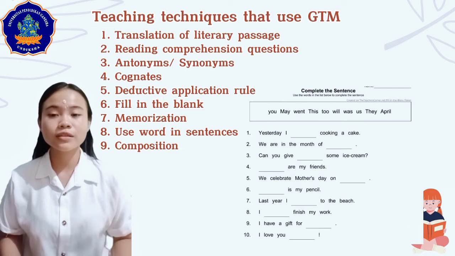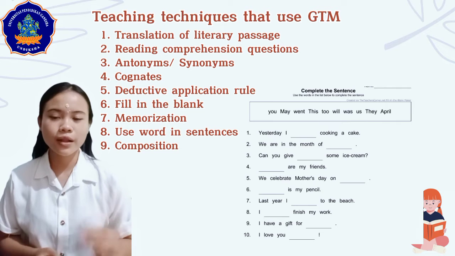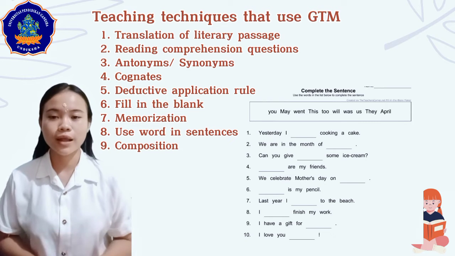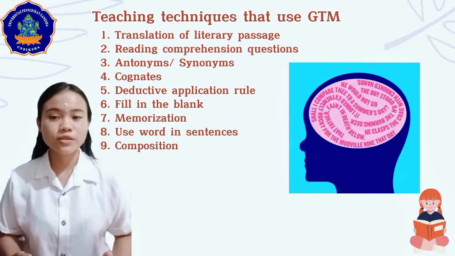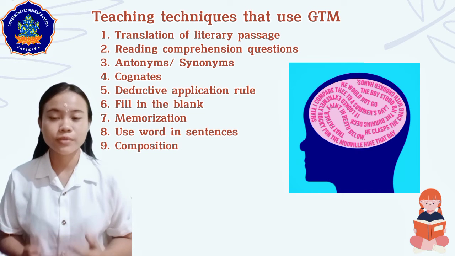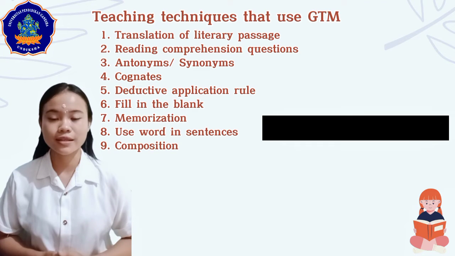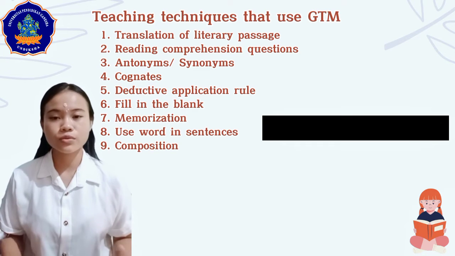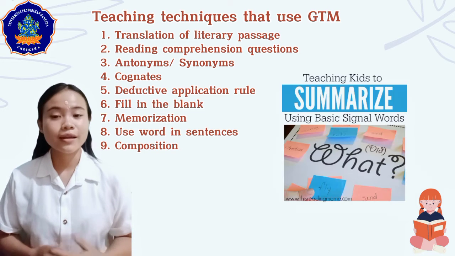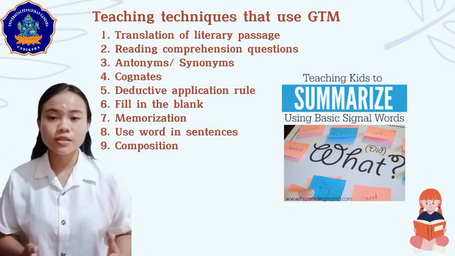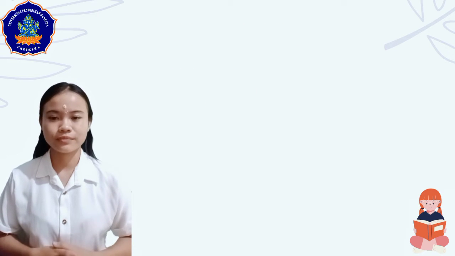Number 6 is fill in the blank. So students are given a set of sentences, but there are some blanks and the students must fill the blanks with the word. Next is memorization. Students are given a list of words and the meanings in their native language. Next, we have use words in sentences. So students are asked to make sentences with words that they learn from a text. Next is composition. Students make a summary of a text or they can be given a topic.